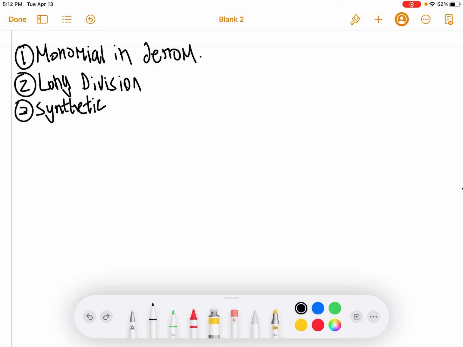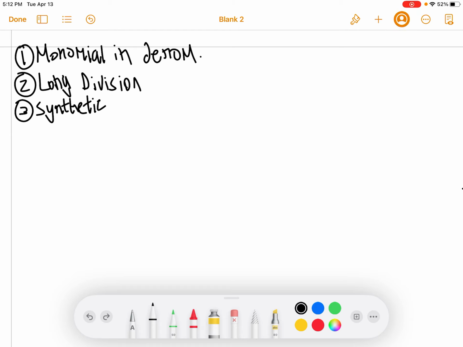The first one, I call monomial in the denominator. Remember, a monomial is just something like 3x, where there's just one term, not plus something, minus something. That one's simple. All you have to do is divide the coefficients and subtract the exponents. I'll show you what that is in a minute.